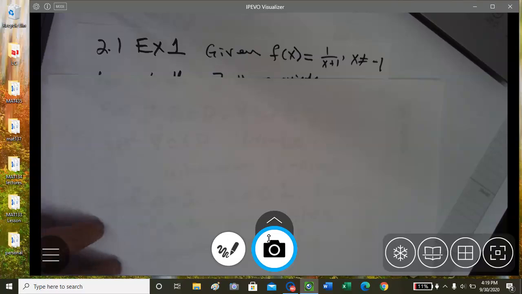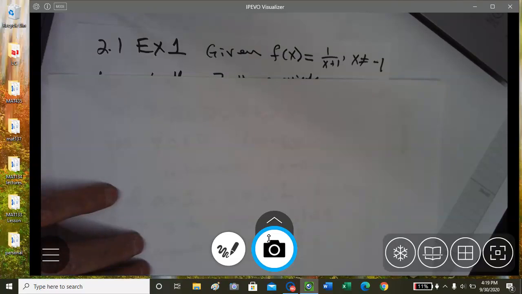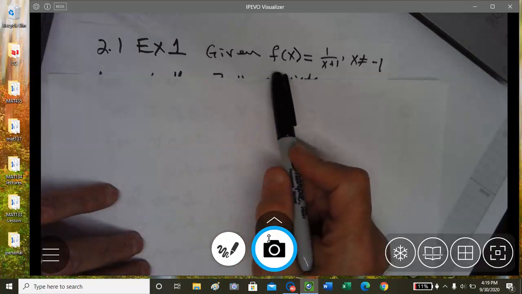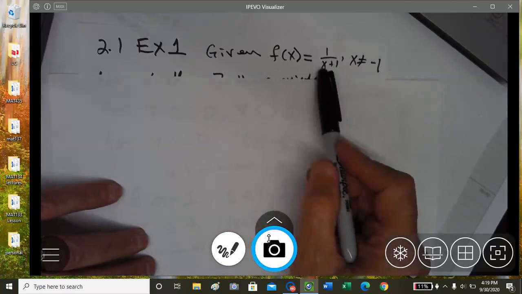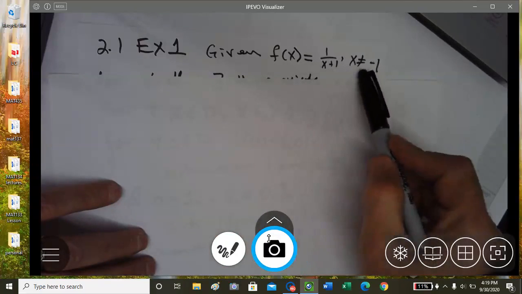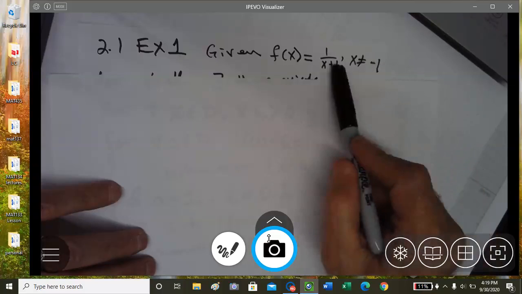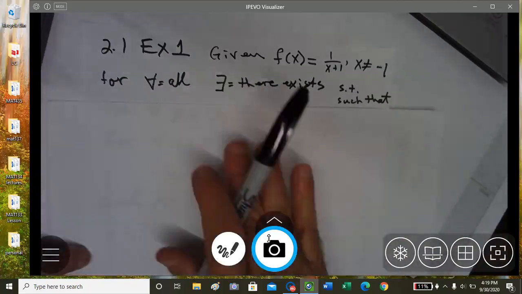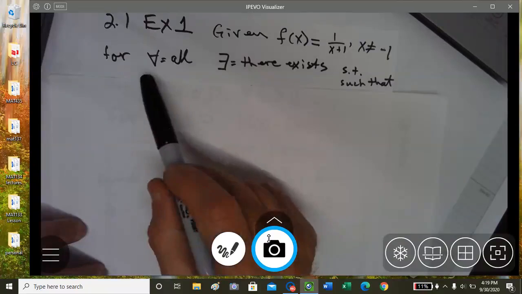Okay, this is lesson 2.1 continued. This is example 1. Here we're given our function f is 1 over x plus 1, where of course x cannot be negative 1, otherwise we get an undefined there. And so let's look at symbologies first.